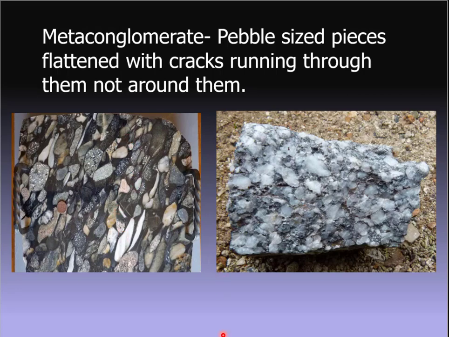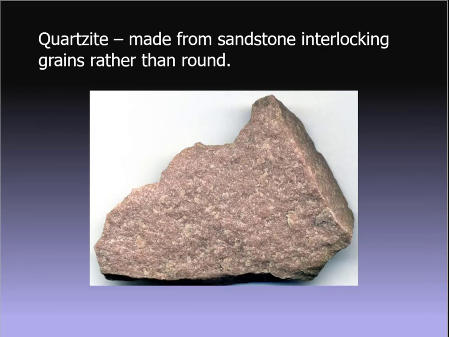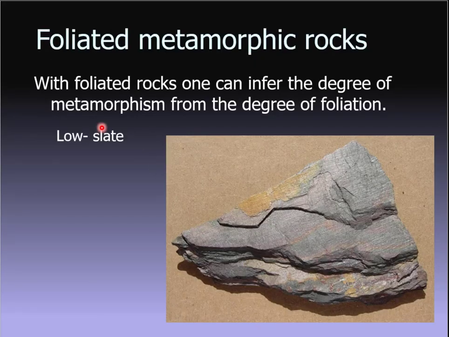Okay, so these are non-foliated metamorphic rocks, right? So what about foliated metamorphic rocks? These rocks with layering in them. Well, there's a few different ones, and the nice thing about foliated metamorphic rocks is that they can tell you how much heat and pressure there was. They can also tell you the direction of the heat and pressure. The direction of the heat and pressure is always perpendicular to the foliation.